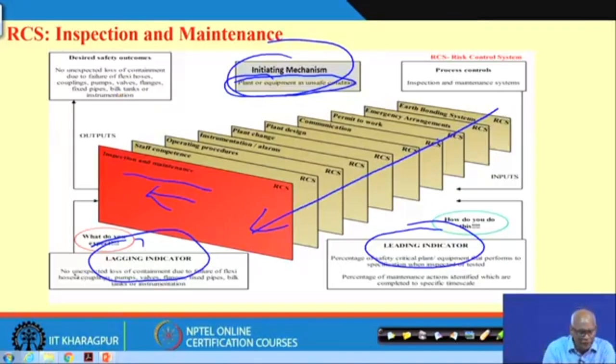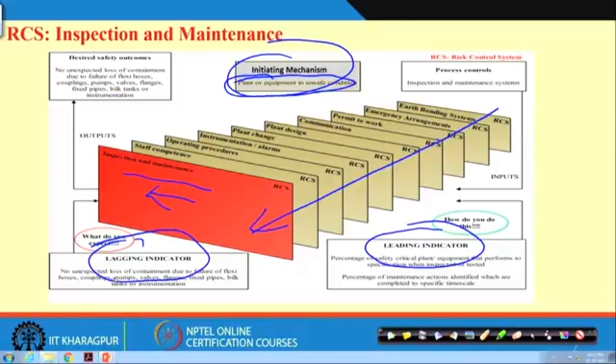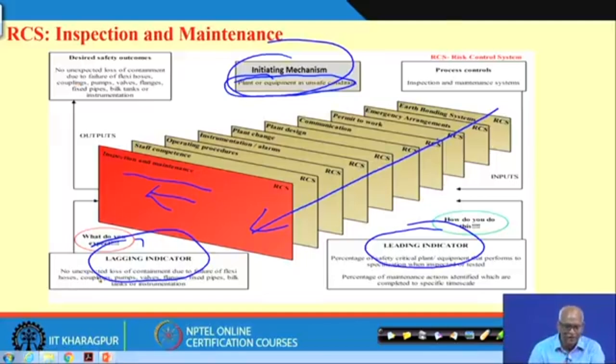The weakness of the system is the number of unexpected losses of containment. This is what you want, the outcome should be like this. But you are finding out the weakness of the system. The weakness of the system is how many times unexpected loss of containment, small, not big, due to failure of flexible hoses, couplings, pumps, valves, flanges happened. Not total failure of the valves, only the number of unexpected losses of containment, leakages, sweating, small, nothing, the plant has not stopped because of that, but it is showing the weakness. All these things you should measure.